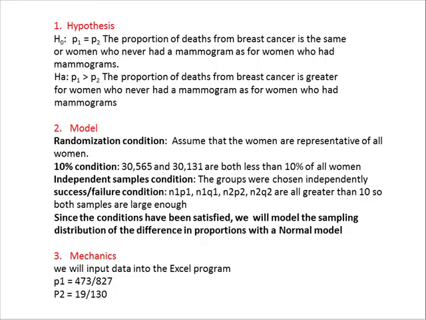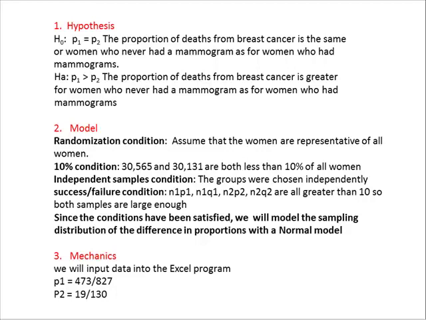And the alternative hypothesis is that the percentage of deaths for women who had never had one is greater than for women who had had one. So the proportion of deaths from breast cancer is greater for women who've never had one than for women who had one. All right, in our model, we need to check our conditions.